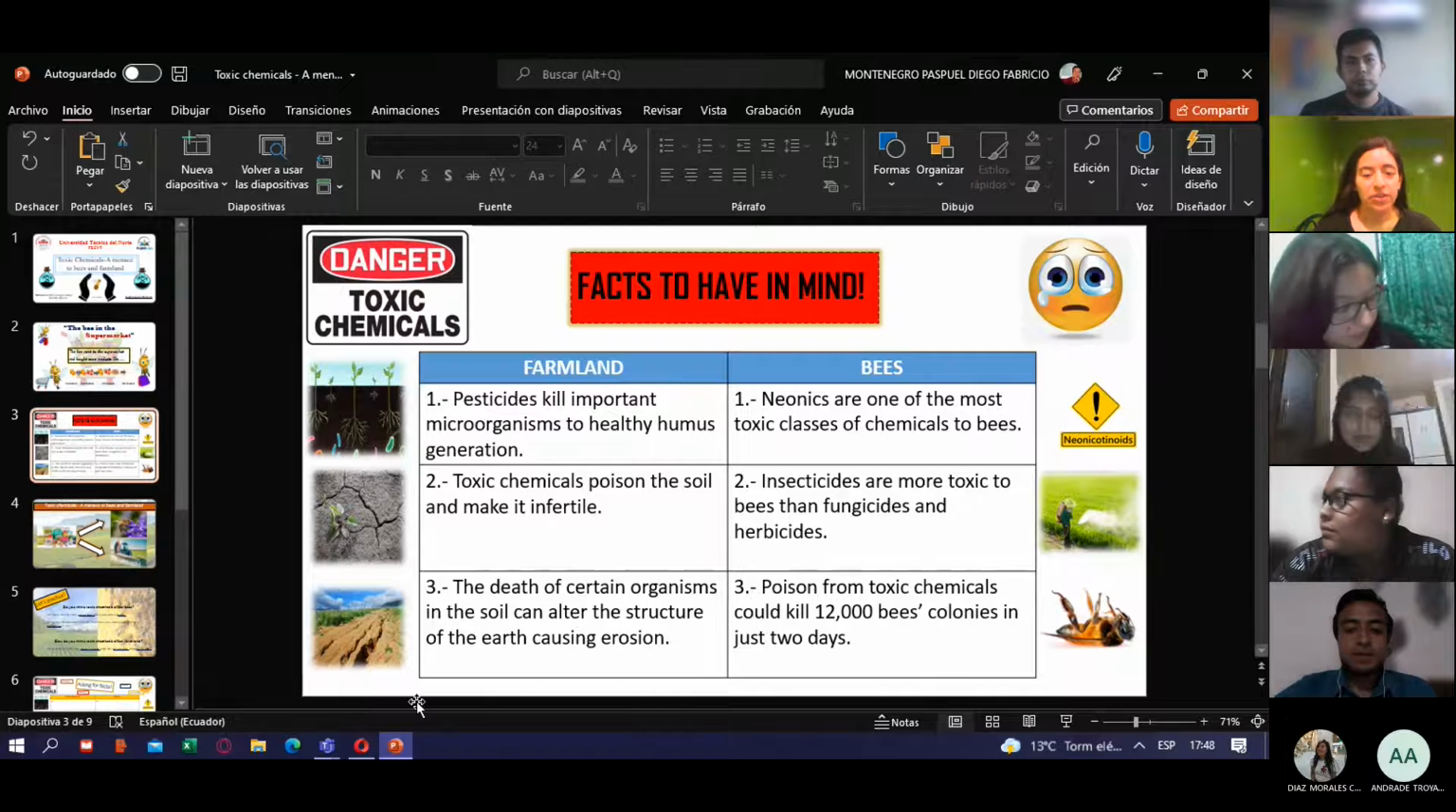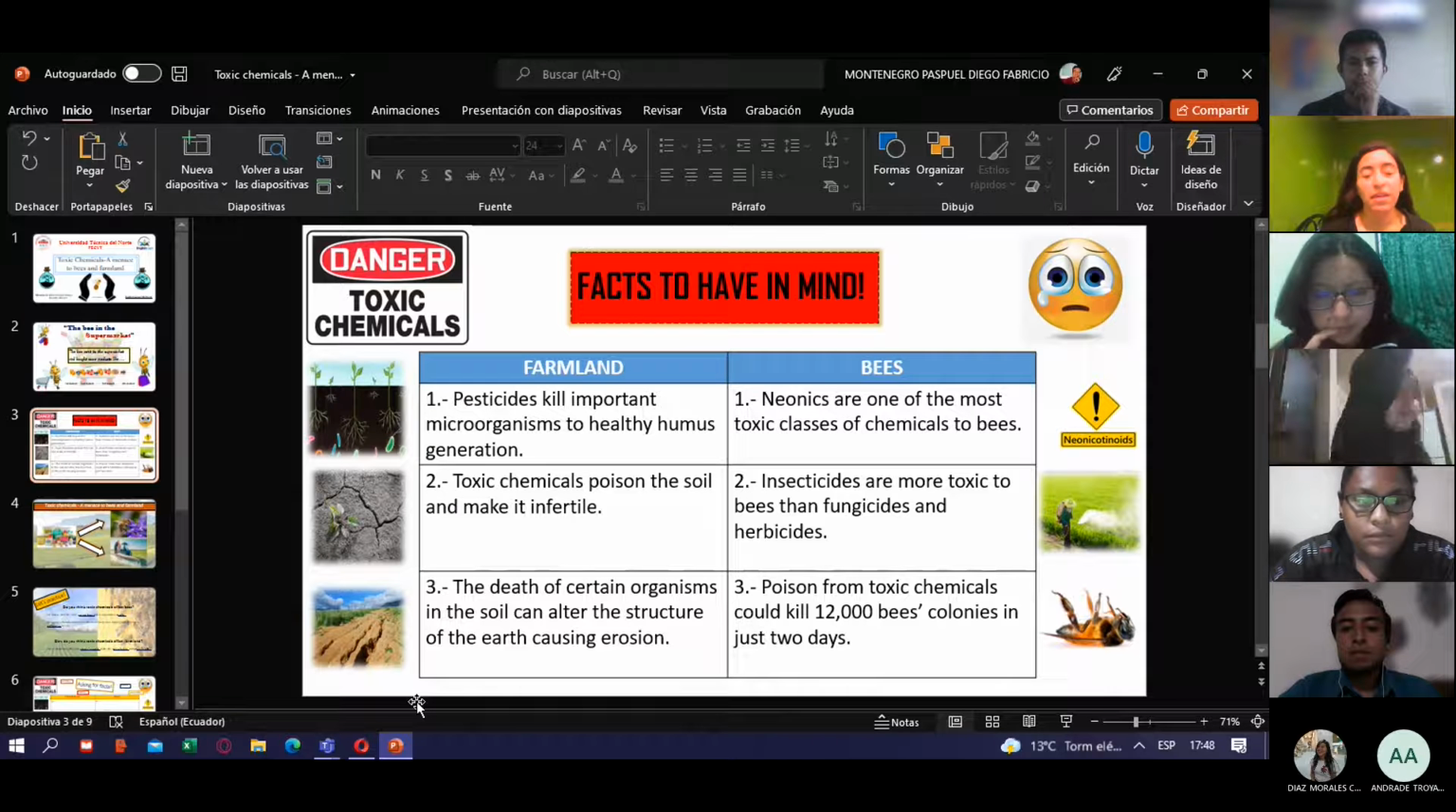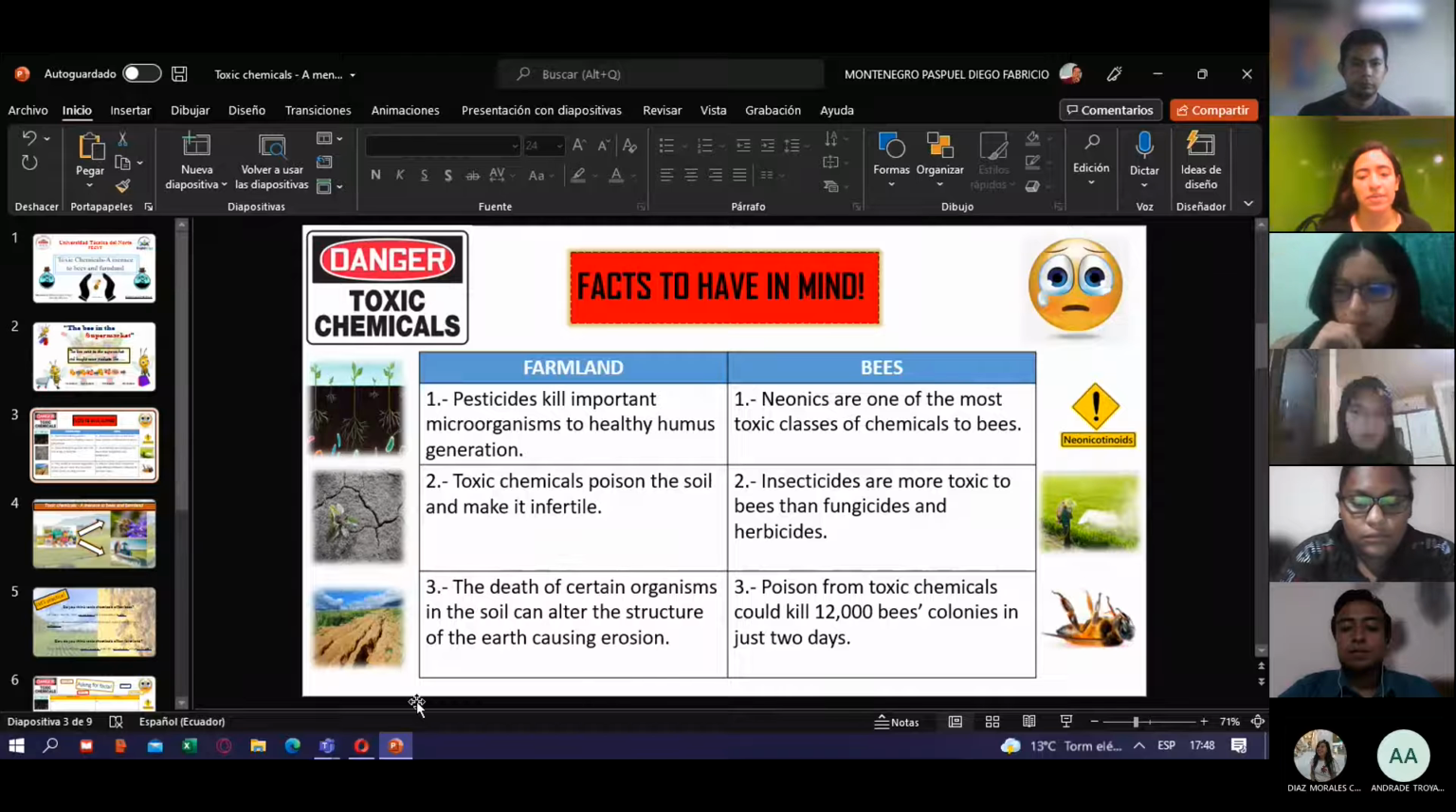The next activity is about different facts that we need to have in mind. Please take into account that you need to take notes on a sheet of paper, and try to take the most important details about each fact. In the environment, we have different things, but toxic chemicals can harm both farmland and bees. So the facts to have in mind are the following.